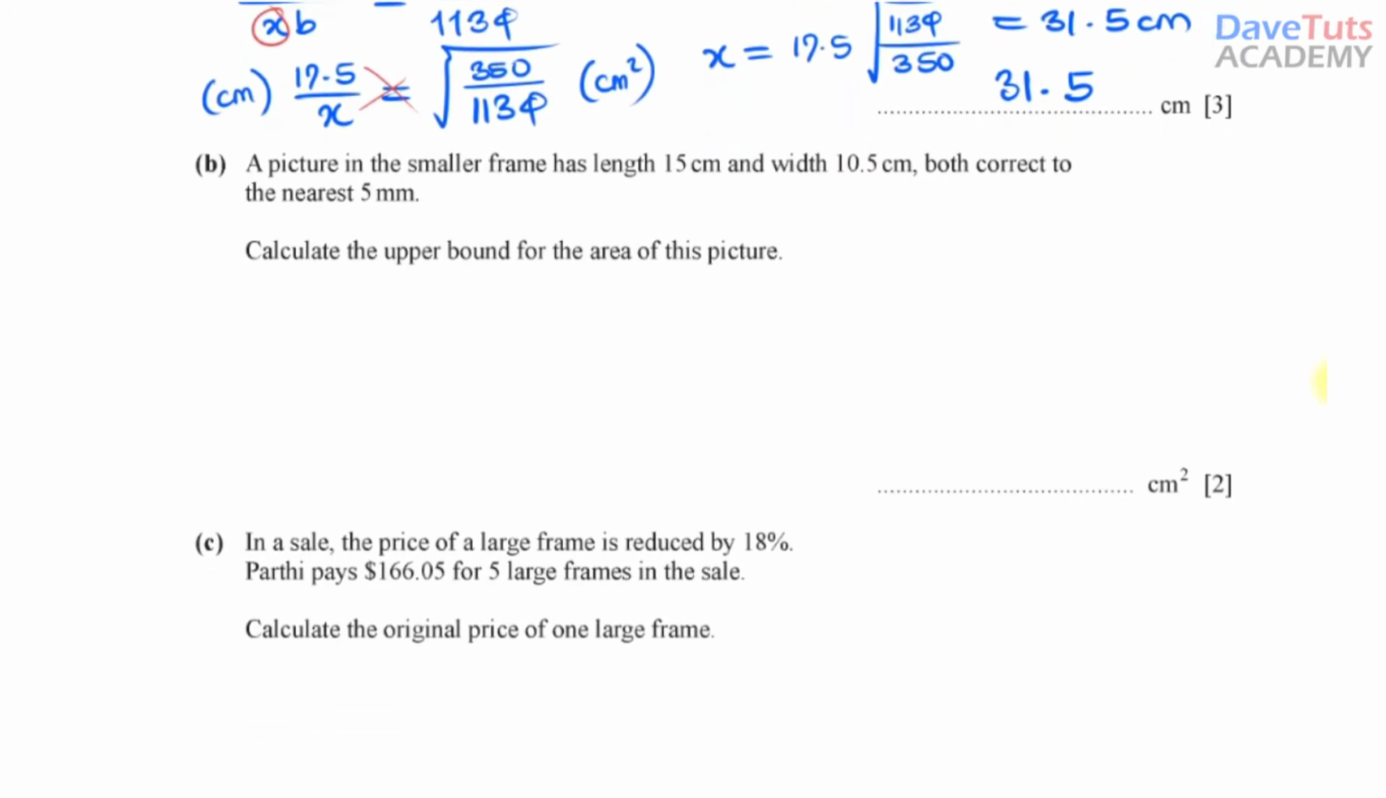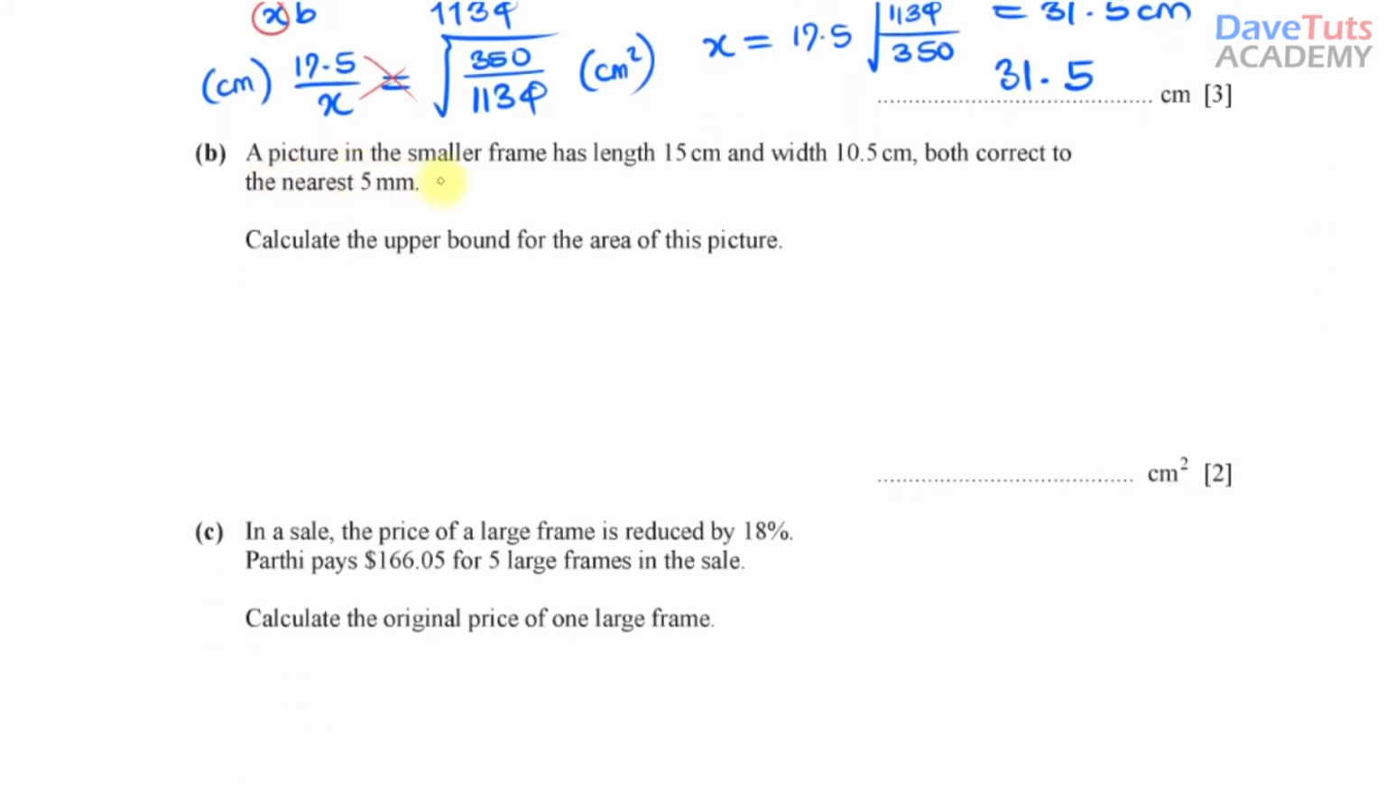Okay, so here we're told that a picture in a smaller frame has length 15 centimeters and width 10.5 centimeters, both correct to the nearest 5 millimeters. So we need to note this very critically: if we are given that it is to the nearest 5 millimeters, that means we are having plus or minus 2.5 millimeters as the bounds for the length and the width that we're having.